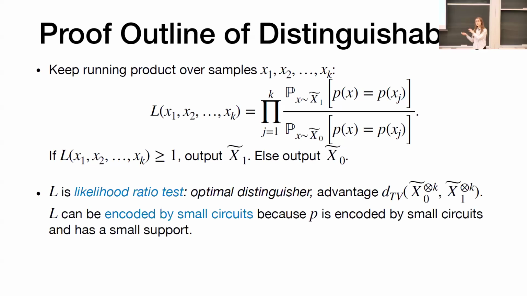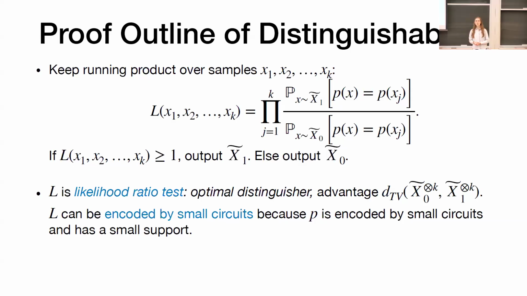This is a fundamental thing studied in statistics, and it's known to be the optimal distinguisher. The optimal distinguisher is going to output 1 if this is at least 1, and else output 0. It's the likelihood ratio test, and it's known to be the optimal distinguisher. Therefore, it has advantage equal to the total variation distance of x0 tilde to the k and x1 tilde to the k. So why couldn't we have done this in the first case when distinguishing between x0 and x1?